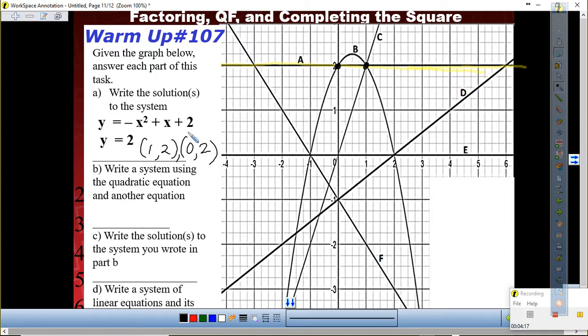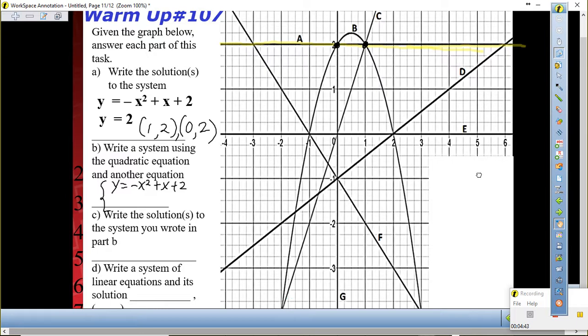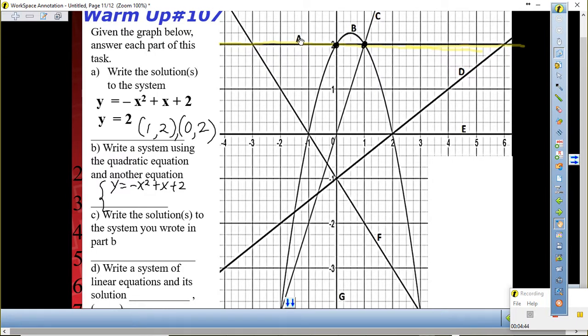We good? All right. It says part B. Write a system using a quadratic equation. Y equals negative x squared plus x plus 2. And another equation. So, how many equations do we have here? Let's see. First of all, how many lines are they giving us? A, or how many graphs? A, B, C, D, E, F, G. So how many letters are there? 7. But out of those 7, one of them is quadratic. That means that the other ones are linear, yes? So we have 6 different systems we can write.